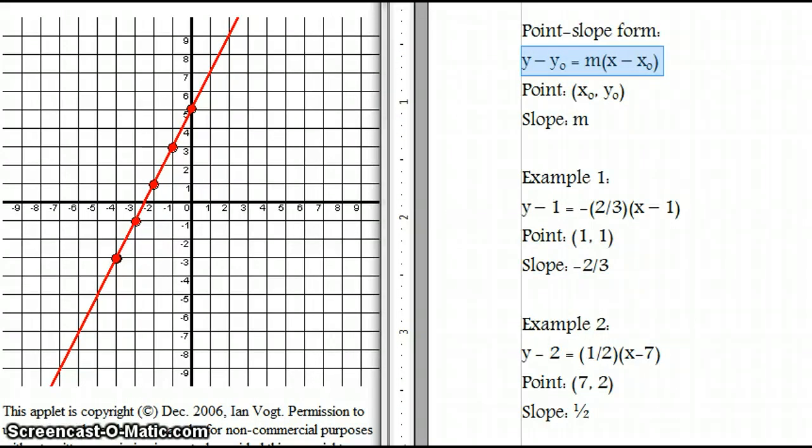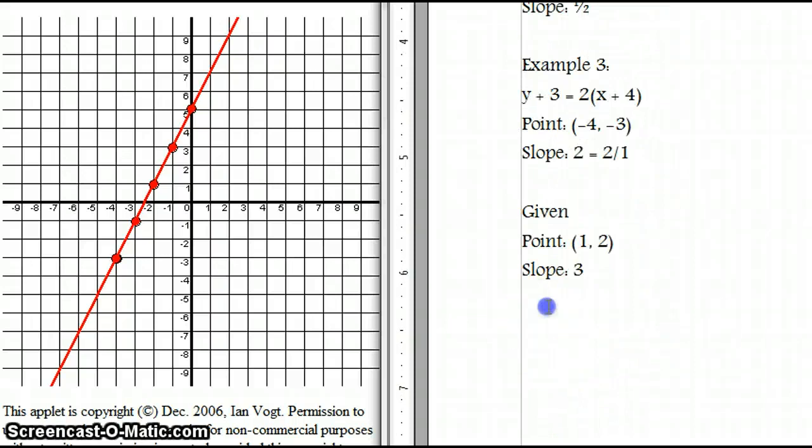Take this equation. This is our point slope form general equation, and you can find an equation from the point and the slope. So x naught here would be 1. I can just replace this with 1. And then y naught would be 2, so I'd replace that with 2. And then the slope would be 3, so I replace that with 3.